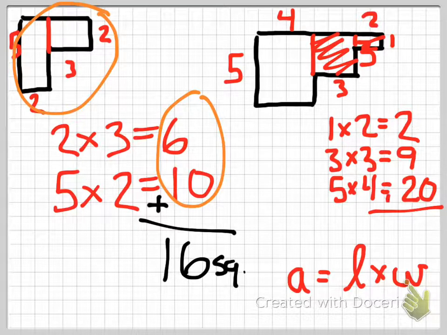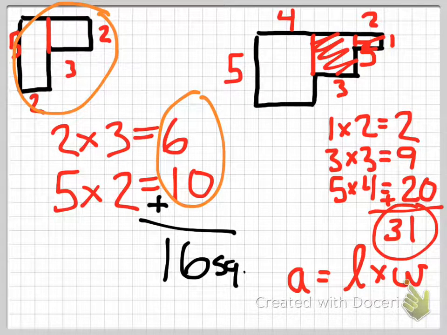And I add these 3 together. 20 plus 9 is 29. Plus 2 more is 31. So that's going to be the area for this shape. So the breaking apart method works pretty good as far as finding the area of shapes that are just different.